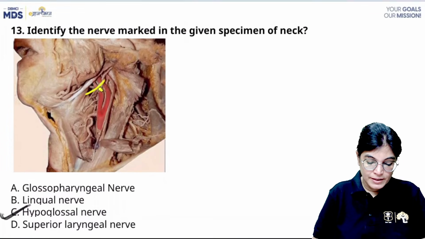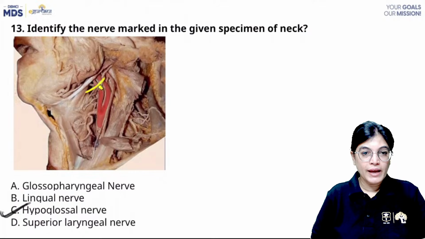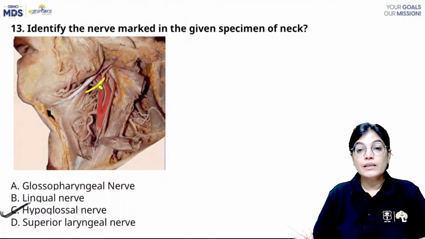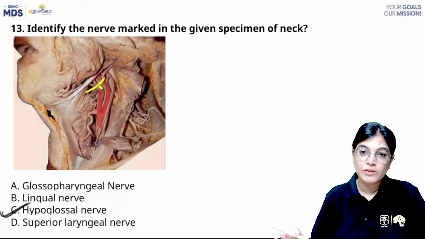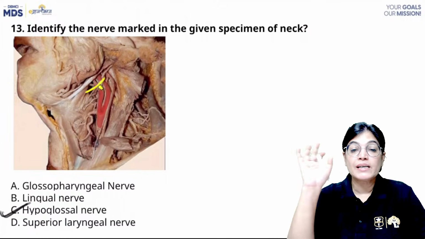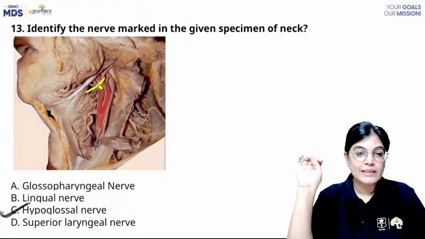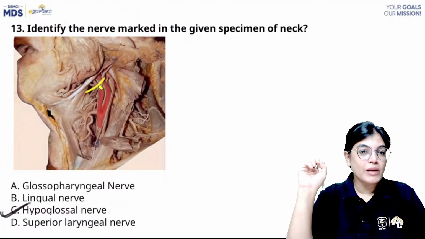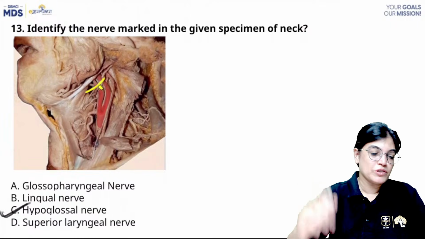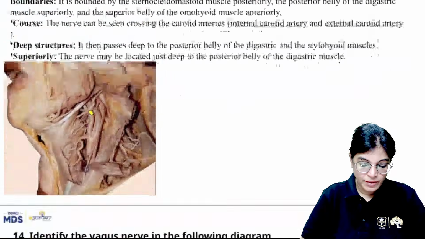Actually, the hypoglossal nerve, along with the 10th and 11th nerves, is related to the posterior part of digastric, and is basically related in the carotid triangle. These last three nerves are related in the carotid triangle. And the hypoglossal nerve's location is superficial to the carotid arteries.